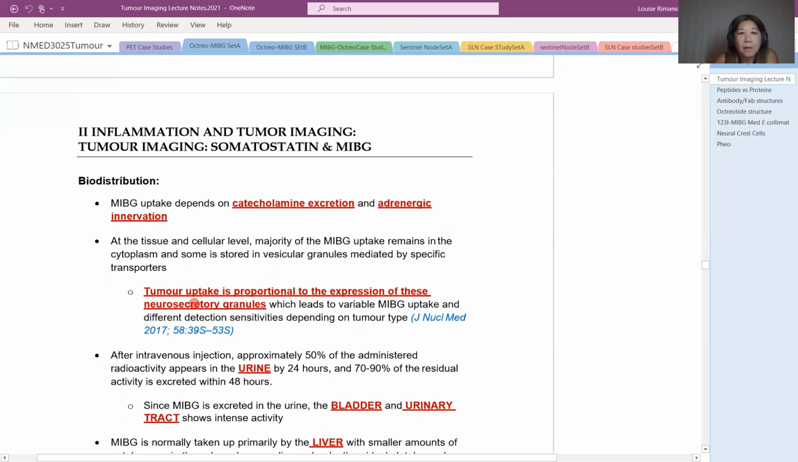And the fact that tumor uptake is proportional to the expression of those neurosecretory granules is what can lead to this variable MIBG uptake and the different detection sensitivities depending on the type of tumor. So not all, for example, not all neuroblastomas are MIBG avid, which is why now we are utilizing PET and or things like somatostatin for imaging in patients who have negative MIBG scans.